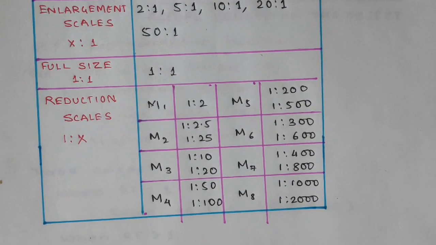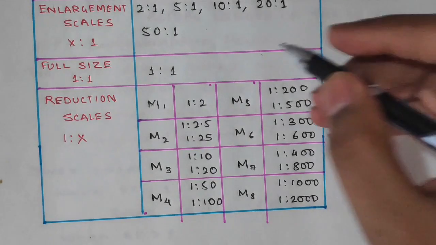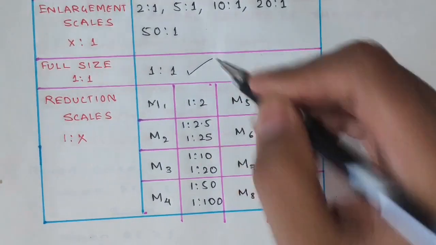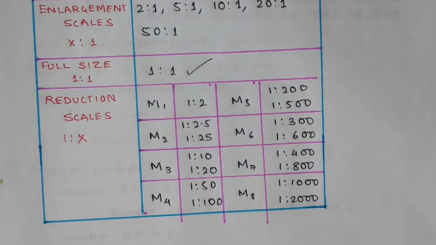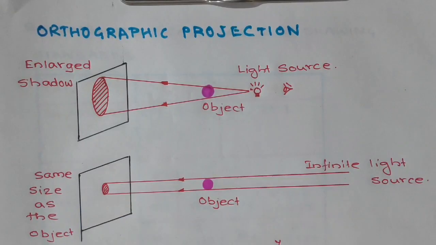In our engineering drawing, we will be making use of the scale 1:1. That is, we will be drawing or solving all our problems with the full size. Next, we shall discuss orthographic projection.